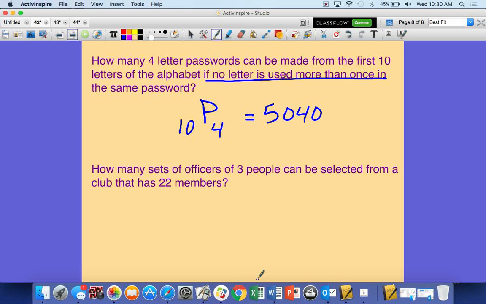Alright, so is this a combination or a permutation? This would be a combination because that order doesn't matter. Our n value would be a 22. Our r value would be a 3. And then we just plug that into the formula. And we end up with 1,540 different groups that can be selected from those 22 members.